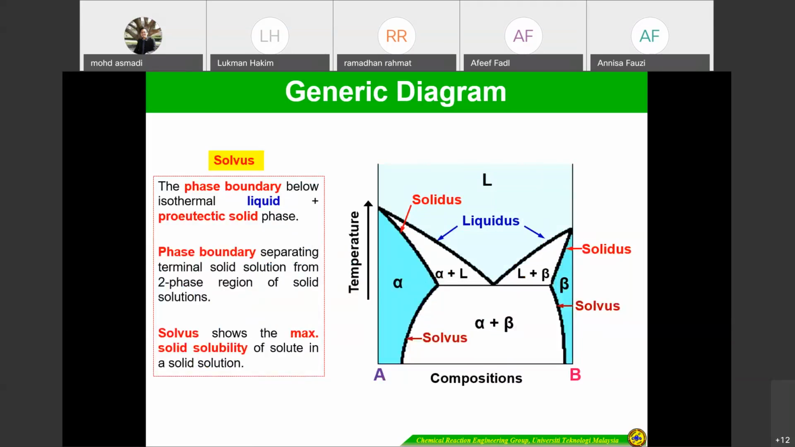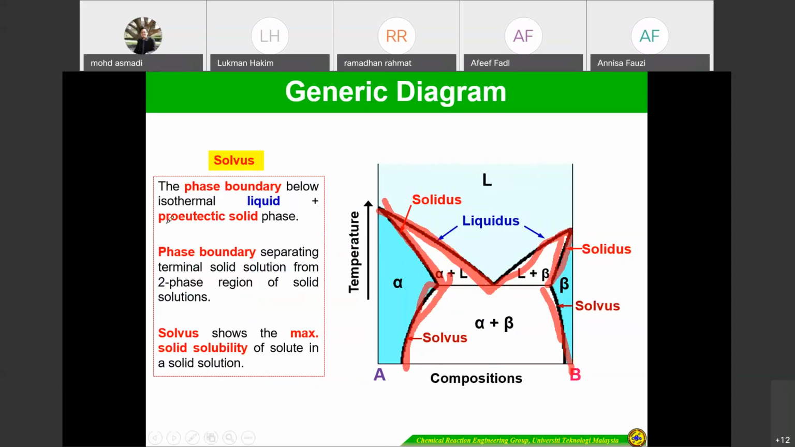Another important thing is the definition of the solvus, as well as the solidus and liquidus. These are more to do with the phase boundaries. This one is a liquidus, and this one is a solidus, because this one is solid, this one is liquid, and this one is two-phase. This one is the solvus. So the liquidus and solidus are the phase boundaries of liquid and pro-eutectic solid phase.